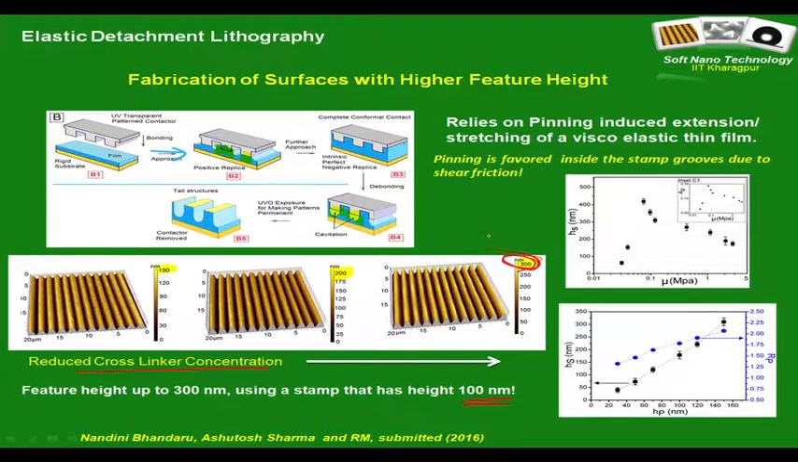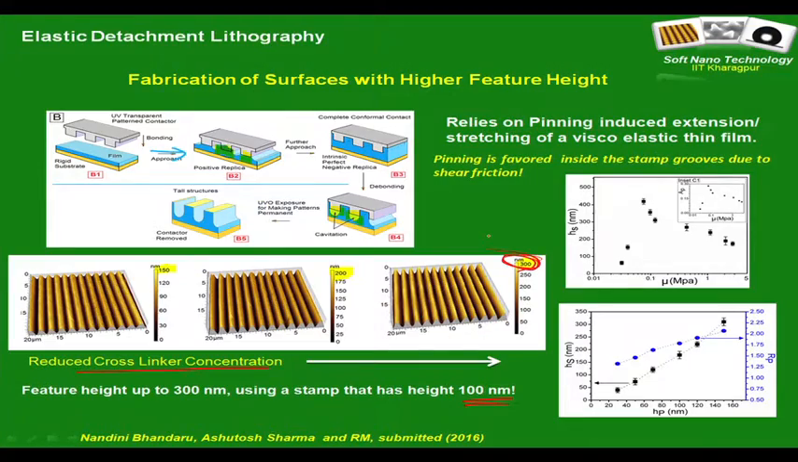There is of course another concern that this is after all a stretched elastomer. So, are the structures permanent, or are they going to relax out very soon? Experiments over a prolonged period of time show that the structures are permanent. So, this in fact paves the way. This goes by the name elastic detachment lithography, because you exploit the physics of debonding in a very clever way. This is the first evidence where tall structures can be created using a shallow stamp.